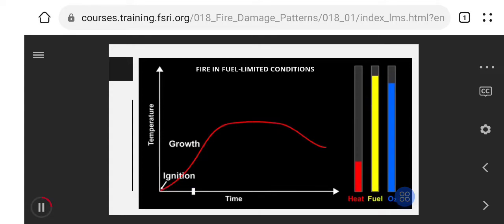The growth stage occurs as fuels ignite throughout the compartment, causing the fire to spread and intensify. When fully developed, available fuels are burning at their optimum rate. As those fuels are depleted, the fire enters the decay stage and its temperature begins to drop.